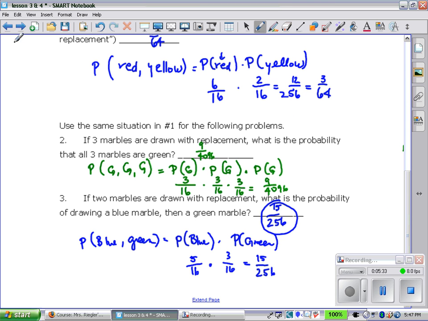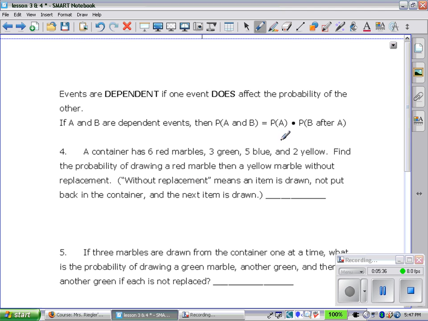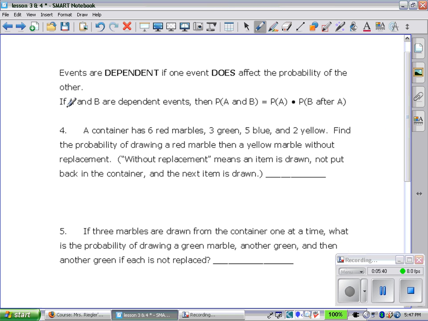Let's go on. Let's talk dependent. Now this is where it gets a little bit different. So if events are dependent, that means whatever's done first is going to affect what happens next. So if A and B are dependent events, then we'd have the probability of A and B happening, just like before, but we figure out the probability of A happening times the probability of B after A has occurred. So you have to take into effect what just happened here.